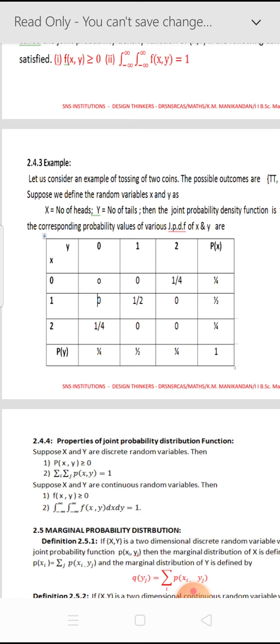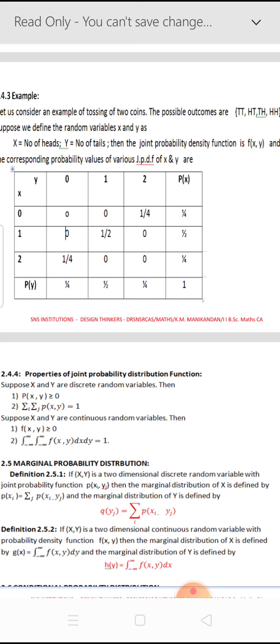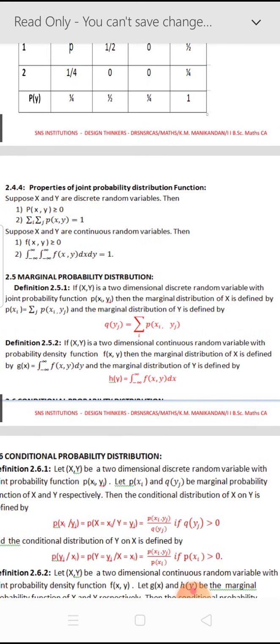Find the row total and column total. The row total will give you the marginal probability of X. The column total will give you the marginal probability of Y. So let us discuss this in the coming problem.